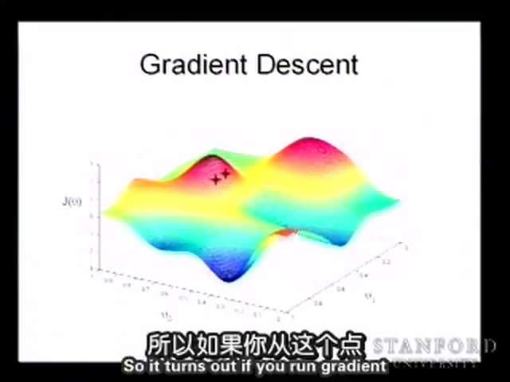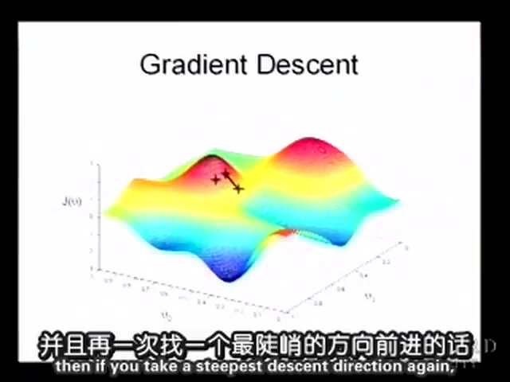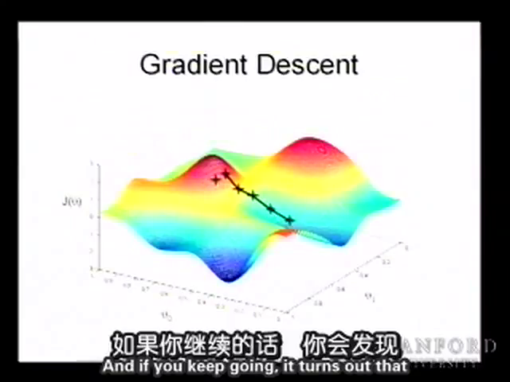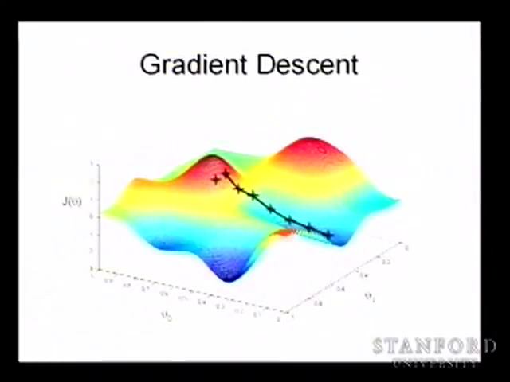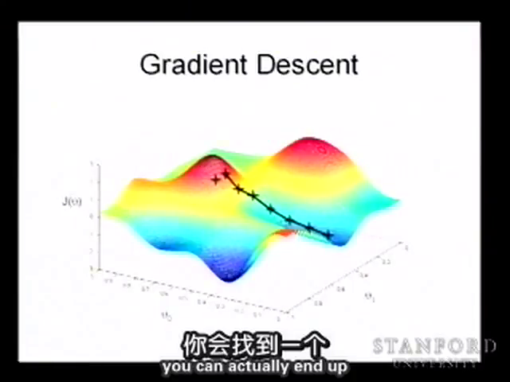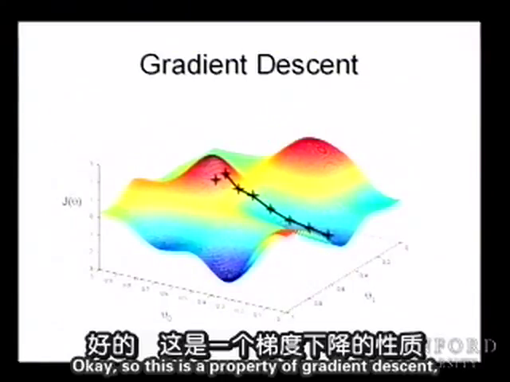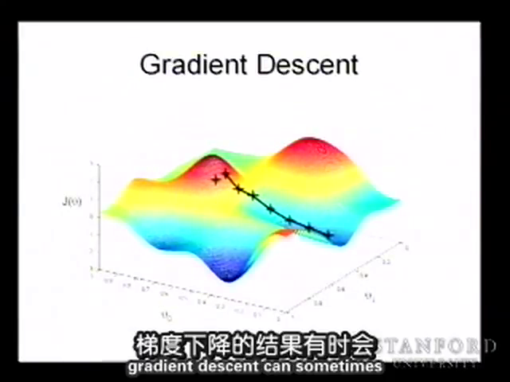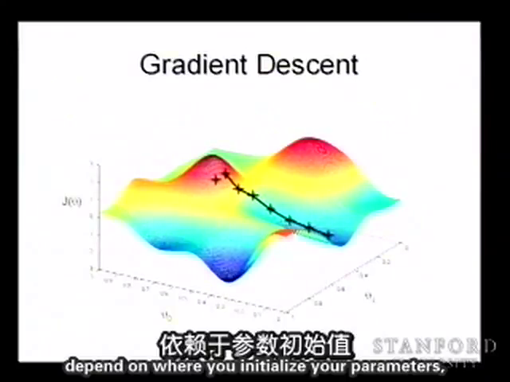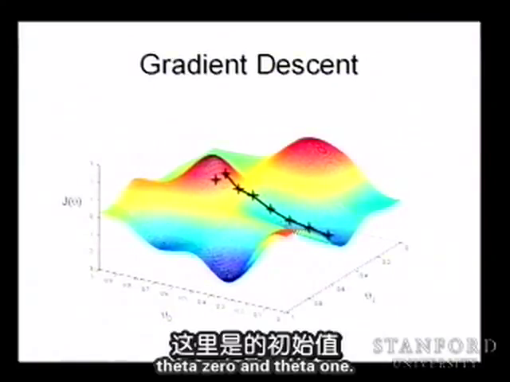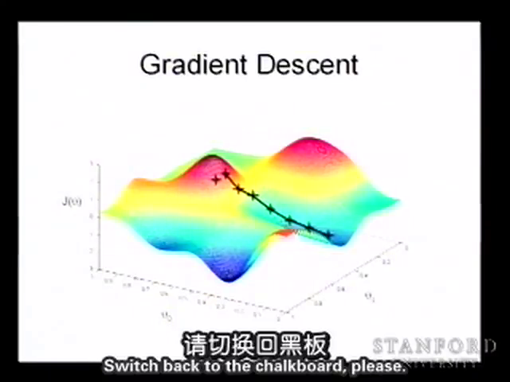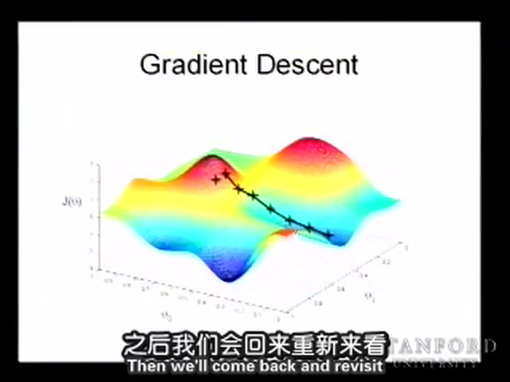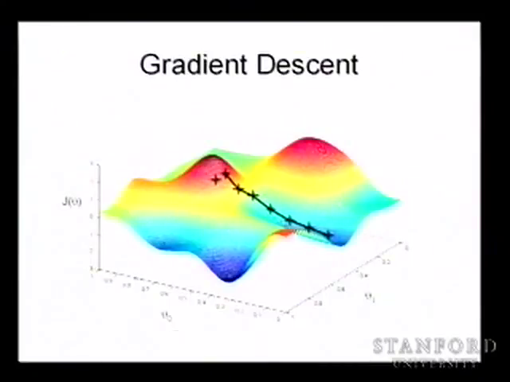So it turns out if you run gradient descent from that point, you take the steepest descent direction again, that's the first step. And if you keep going, it turns out that with a slightly different initial starting point, you can actually end up at a completely different local optimum. Okay? So this is a property of gradient descent. We'll come back to it in a second, but be aware that gradient descent can sometimes depend on where you initialize your parameters, theta 0 and theta 1. But actually, let's switch back to the chalkboard, please. Let's go ahead and work out the math of the gradient descent algorithm. Then we'll come back and revisit this issue of local optima.